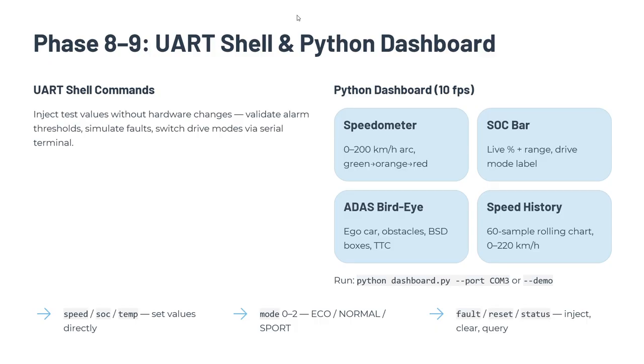And we have the UART shell and Python dashboard. To tie it all together, we created two powerful software tools. The first is the UART shell, which acts like a diagnostic terminal. It allows us to safely type text commands to inject fake faults or drain the battery to see how the car reacts. The second tool is our beautiful Python dashboard. It runs smoothly at 90 frames per second, giving the driver a gorgeous analog speedometer, a live battery bar, a rolling history chart of the speed, and the bird's eye view of nearby obstacles.